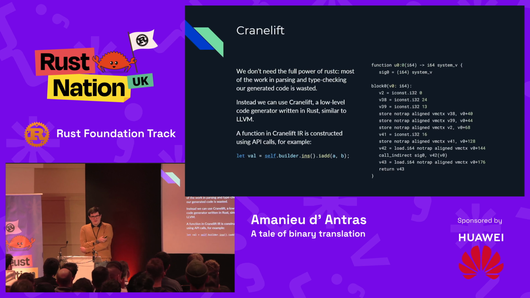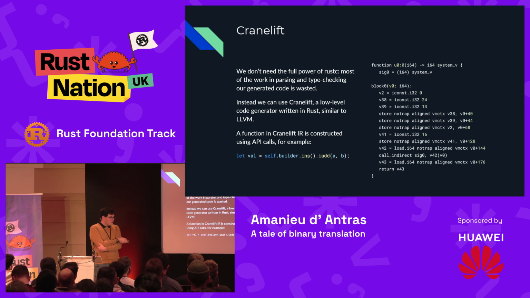So we don't actually need the full power of rustc here. Most of the work in parsing the Rust code and type checking it is really wasted. We only really need the compiler backend. So let's use Cranelift, which is a low-level code generator written in Rust. It's similar to LLVM. Here on the right, you can see an example function in Cranelift IR. It's constructed using API calls. So this down here is basically the implementation of the add operation in the Cranelift JIT backend.